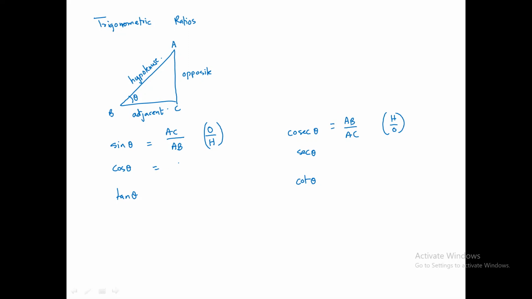Cos theta is adjacent side by hypotenuse. Adjacent by hypotenuse. Secant theta is reciprocal of cos theta. That is, it will be hypotenuse by adjacent. Tan theta is opposite by adjacent. Cot theta is reciprocal of that. Adjacent by opposite.